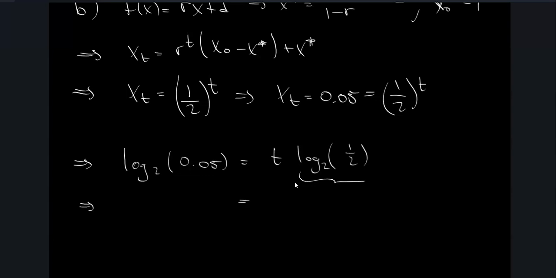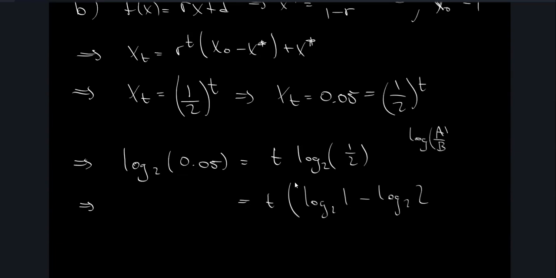And so log base 2 of 1/2, if you use the log rule to split it up, you're going to get log base 2 of 1 minus log base 2 of 2, right? It's the rule log of a over b is equal to log of a minus log of b. And I split this up. Log of 1 in any base is just 0. So this is going to be a minus, and log base 2 of 2 is just 1, so it's going to be minus 1. So I get t is equal to minus log base 2 of 0.05.